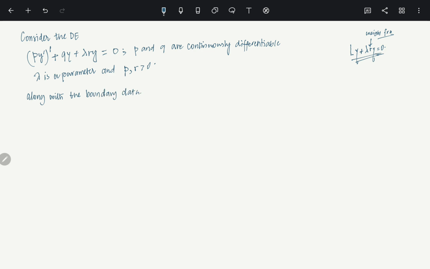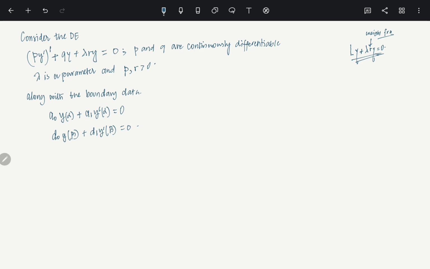We are going to assume this boundary data: a naught y at the point alpha plus a1 y prime at the point alpha is 0, and d naught y at the point beta plus d1 y prime at the point beta is 0. Is this okay? These are the two boundary conditions which you are going to assume along with this equation.